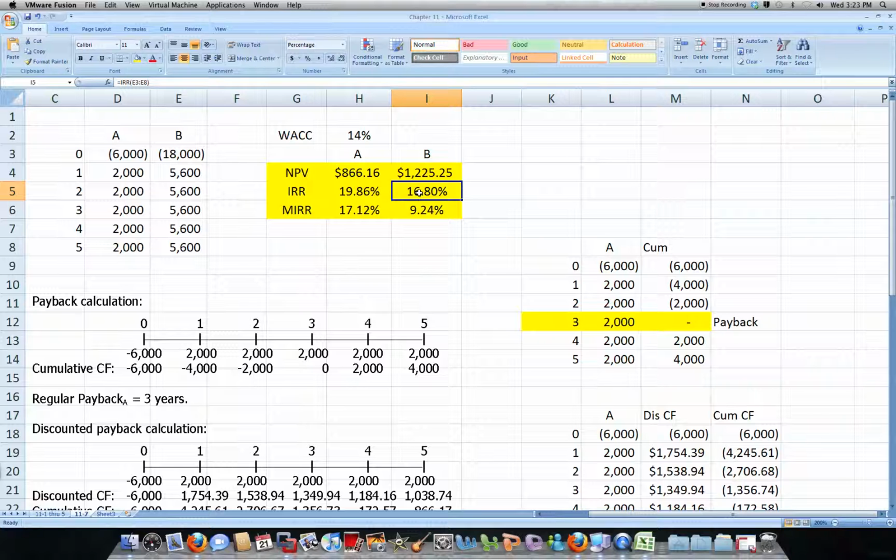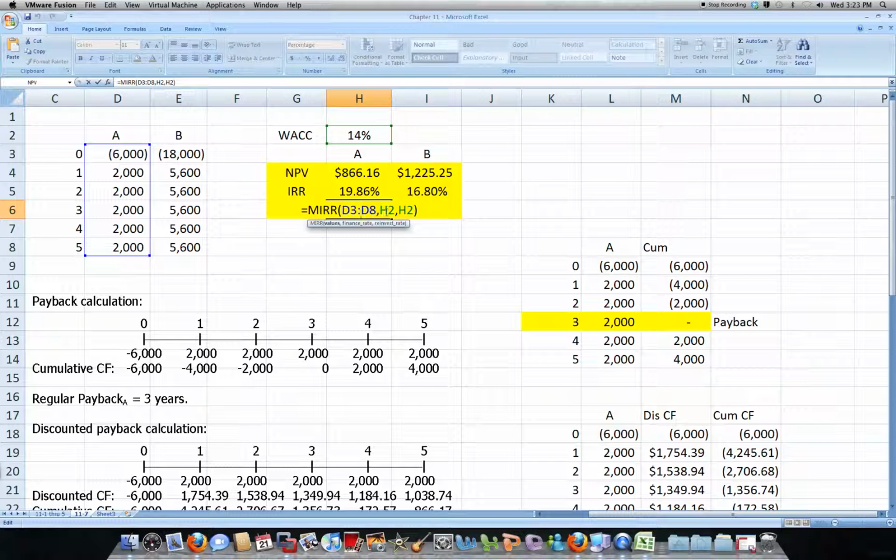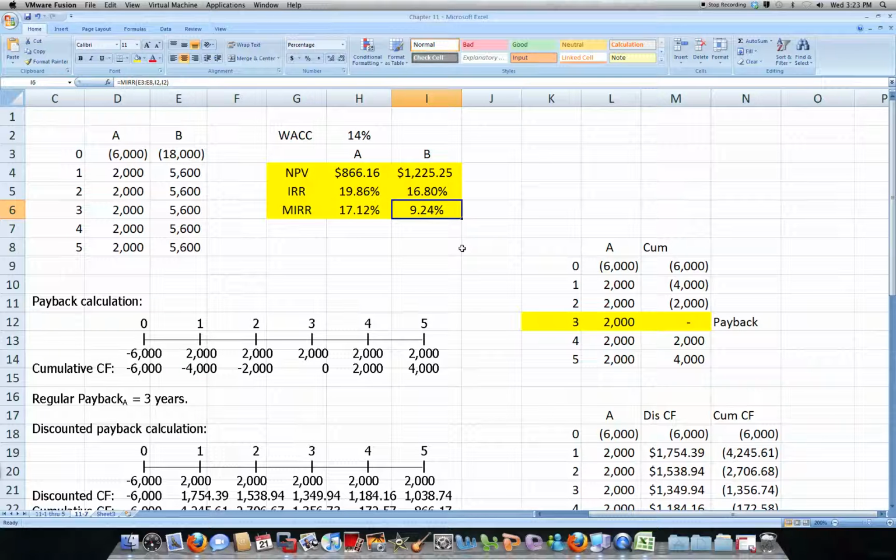Okay, internal rate of return for A, all our values. B, just use our internal rate of return function. Modified internal rate of return, same way. We just put in each value, and then now we have to put in our assumed reinvestment at our weighted average cost of capital. Okay, we find 17.12 and 9.24.